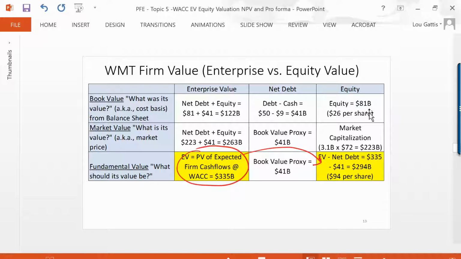So on the books, the shares are worth $26, but that means nothing. That's just historical accounting of them. In the markets, they're selling for $72 a share. That's the market price. Based on your estimation, you believe they're 94. Therefore, you think this stock is a buy.